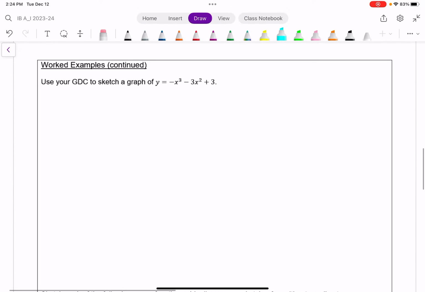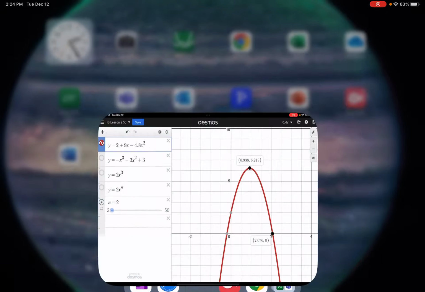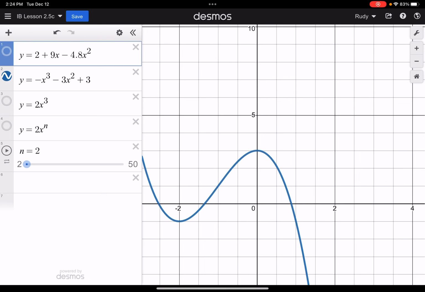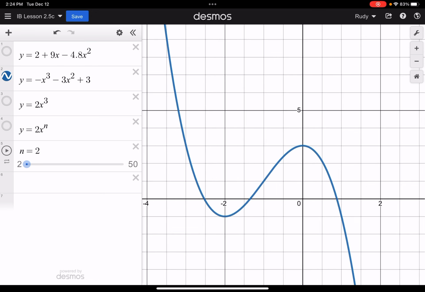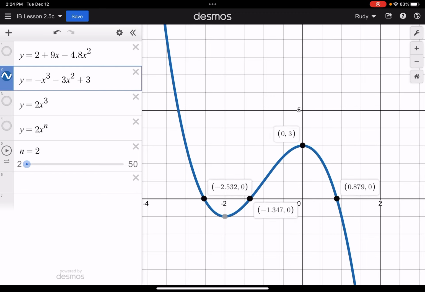Okay, moving on to beyond quadratic functions. I have a cubic function here, minus x cubed minus 3x squared plus 3. And I want to sketch it. Again, it even says here, use your GDC. So remember, when we're being asked to sketch something in an IB class, we want to think about the general shape as well as any intercepts. And we can see there's 3 x-intercepts here and 1 y-intercept.